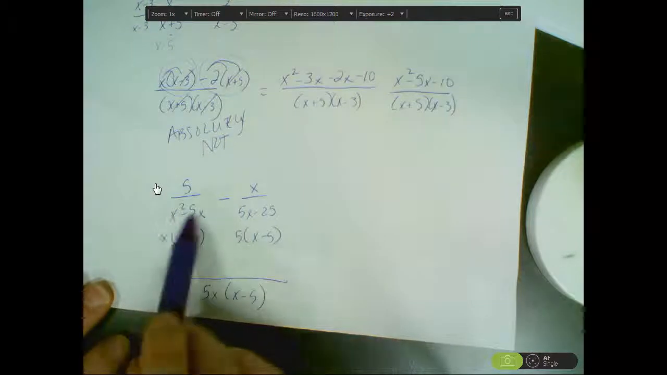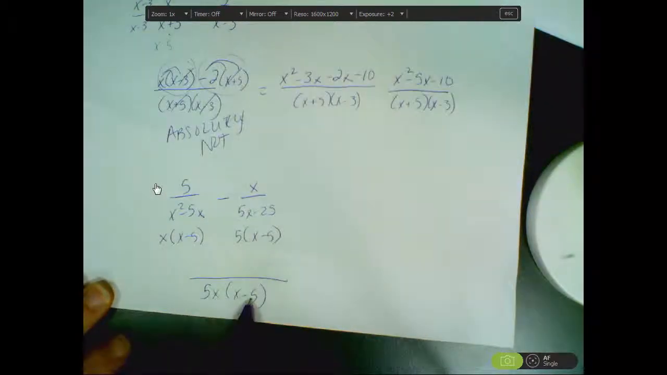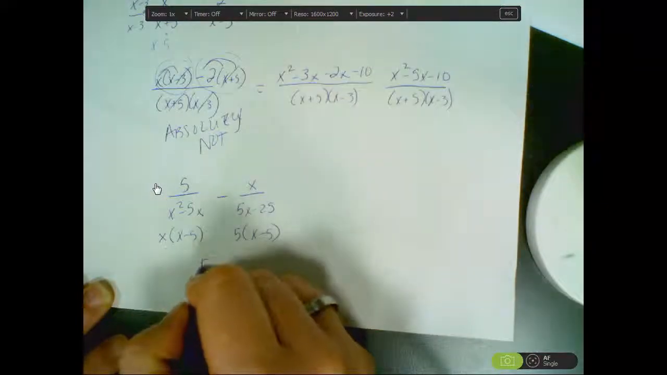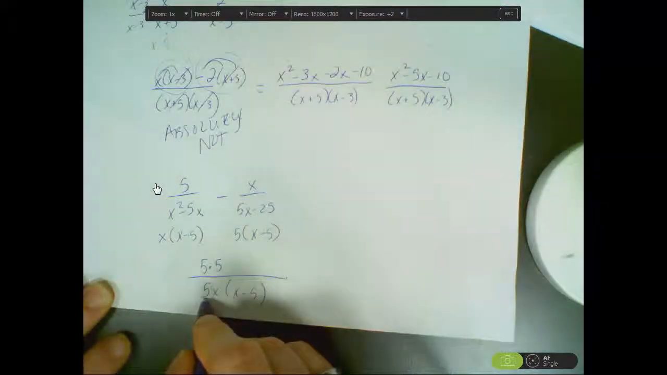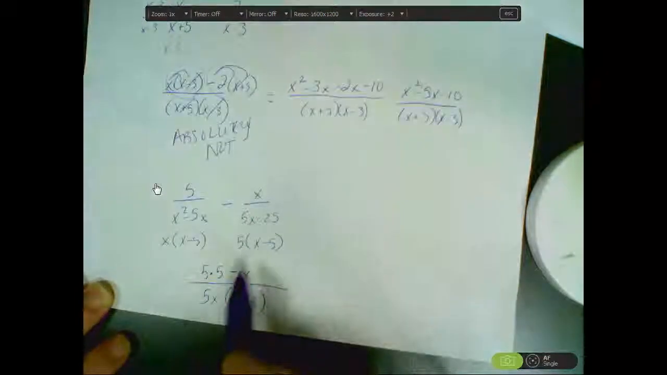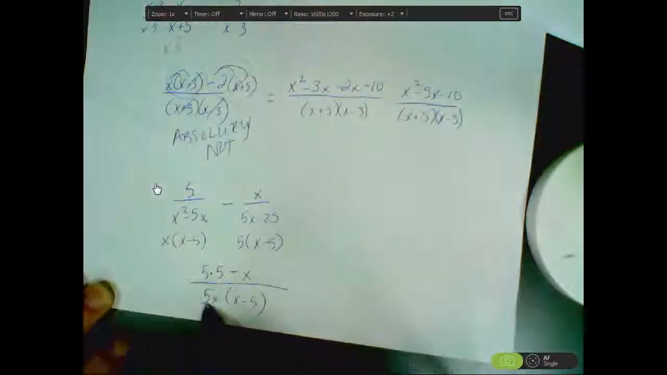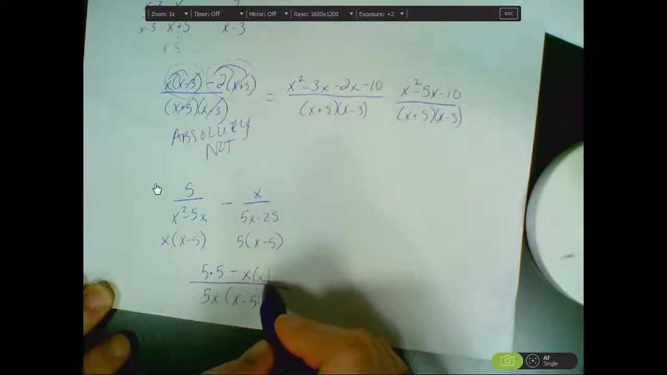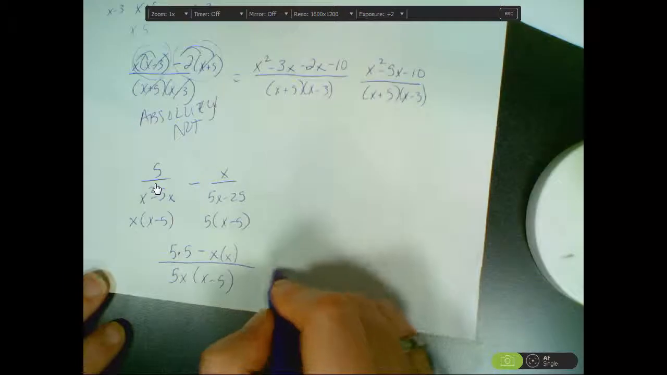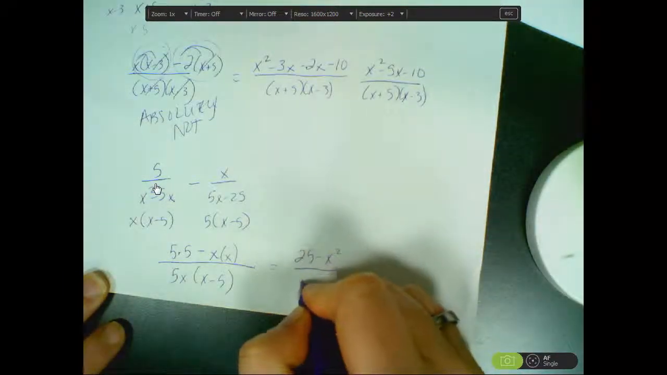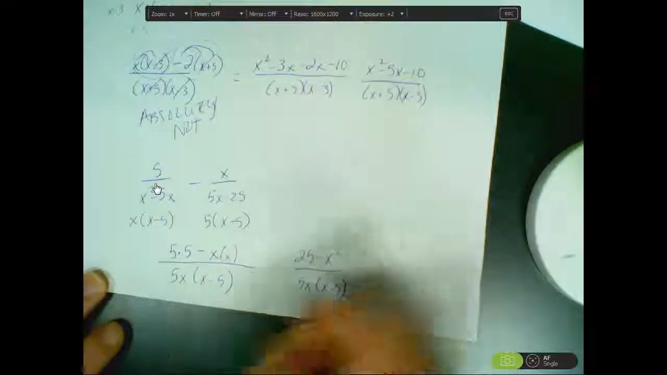So here in this denominator, I have the x and the x minus 5, but I'm missing the 5. So I have to do this 5 times the 5 that's missing from the denominator, minus, I'm going to put this x here and see what I have to multiply by. I have a 5 and I have an x minus 5, but I'm missing the x. So I have to do x times x. So now I have 25 minus x squared over 5x times x minus 5.